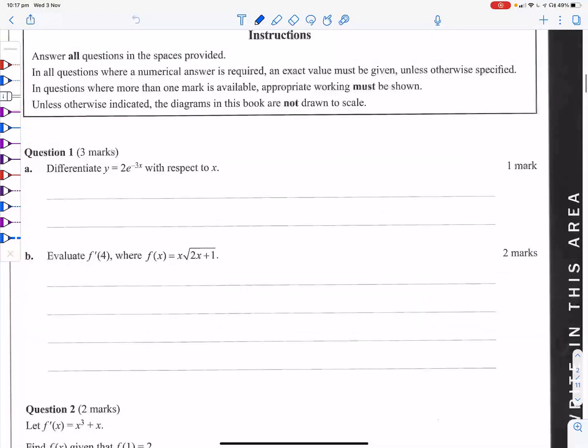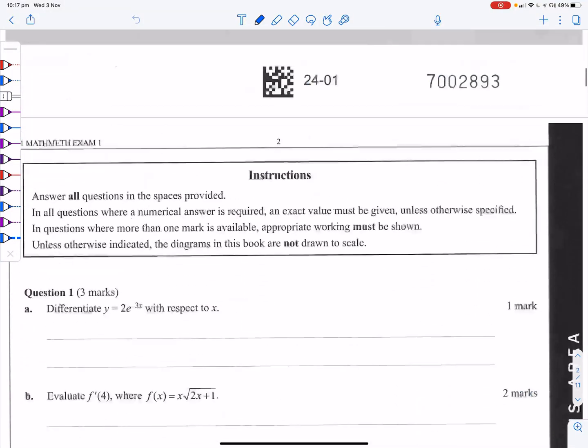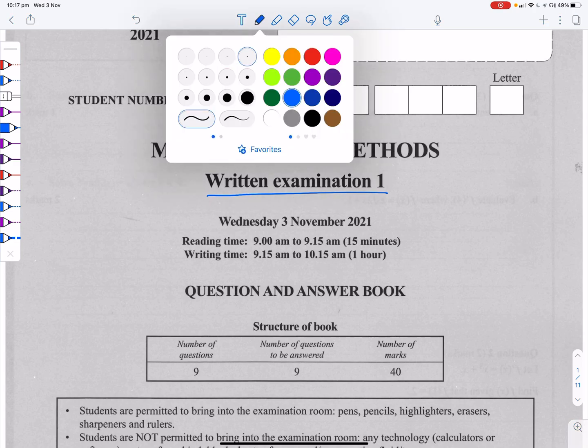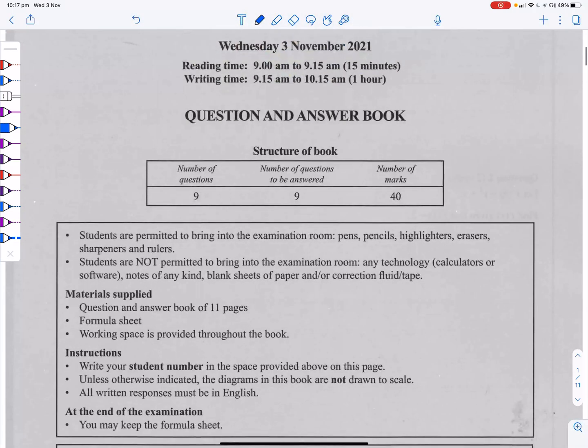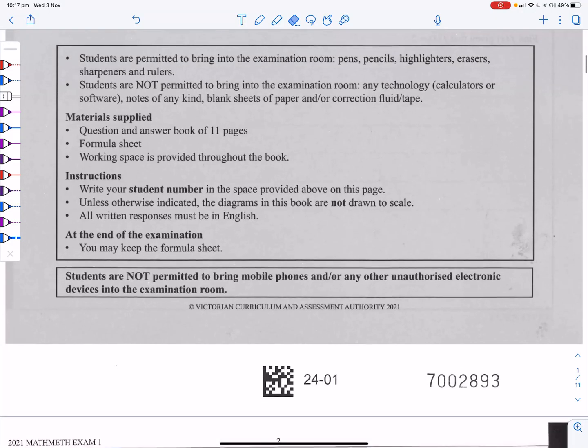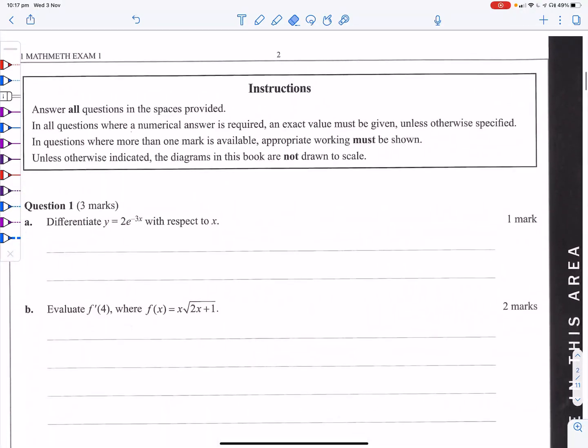Just thought I'd let you know that I'm going to go through 2021 Exam 1. I have done this previously, but I did it rather quickly, and I thought students from the years following this might want me to go through it with a bit more explanation.